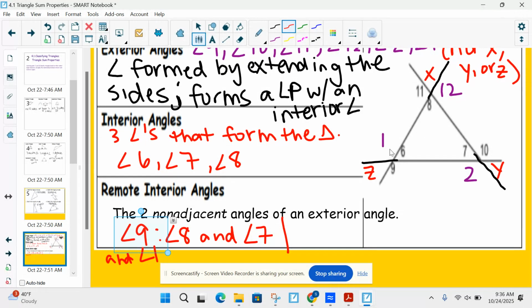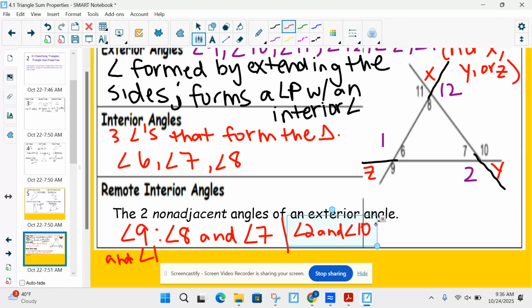No, 1 is not. Z is. The x's, y's, and z's are vertical angles. 1 is an exterior angle because it's a linear pair with 6. It is an exterior angle, yes. Okay, let's do angle 2 and angle 10.